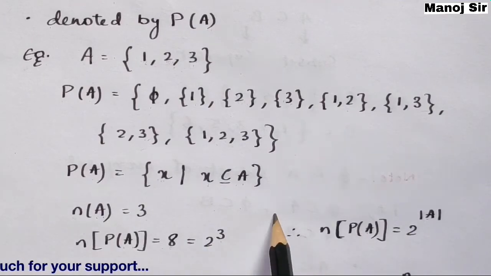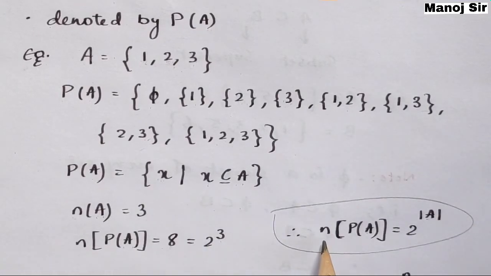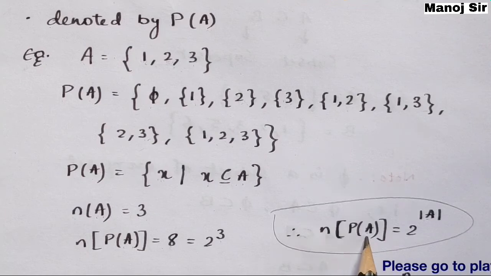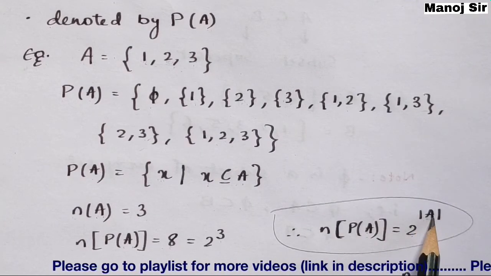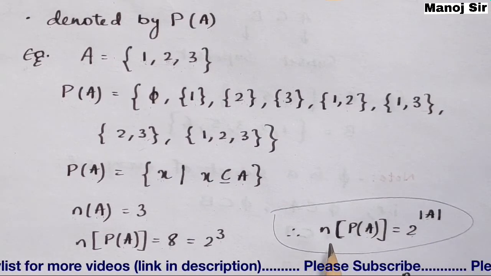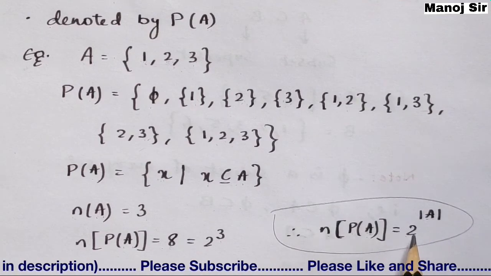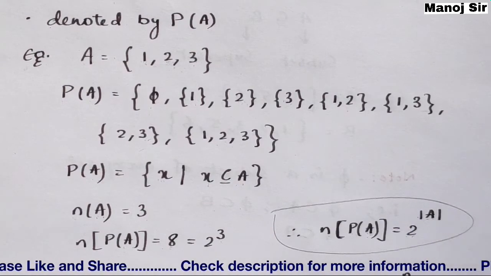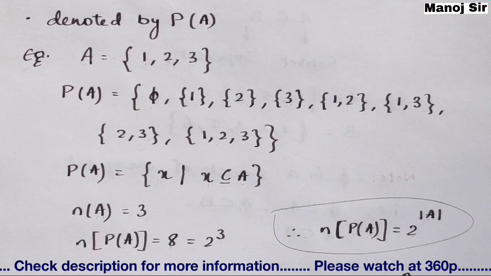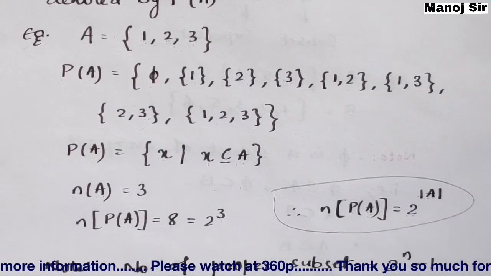So in general we can use this formula: the number of elements present in the power set of A is equal to 2 to the power of the number of elements present in set A. In other words, the cardinal number of the power set of A is equal to 2 to the power of the cardinal number of set A. Now at the end we are going to see a very important note.